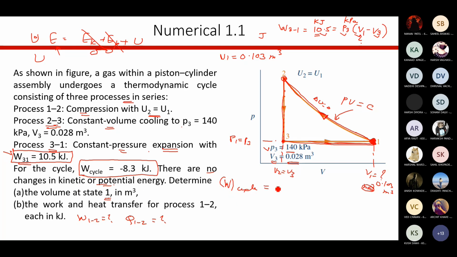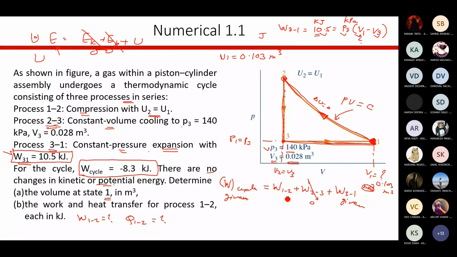W for a cycle is known to us. They have given, right? So this is W1-2 plus W2-3 plus W3-1. I can write it like this, no? Constant volume, W2-3 is 0. So this is 0, right? And this is given. This is given. Correct? This is also given for the cycle.